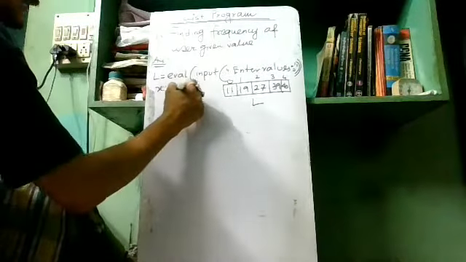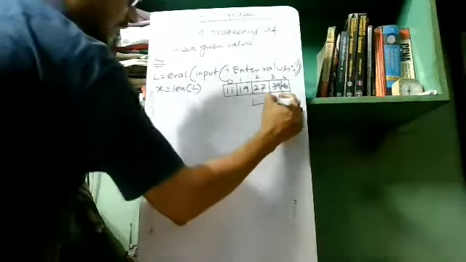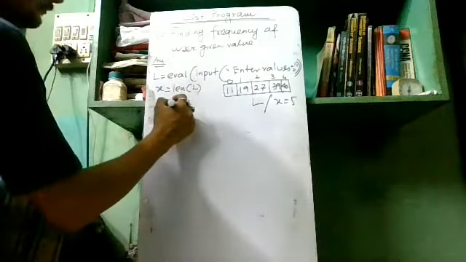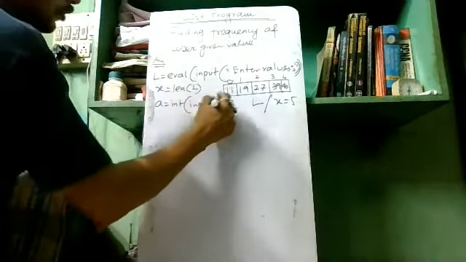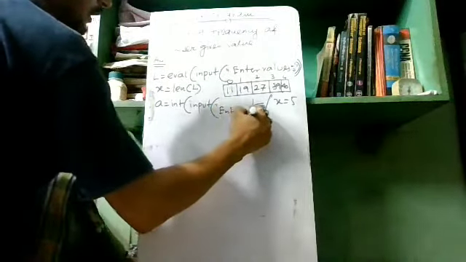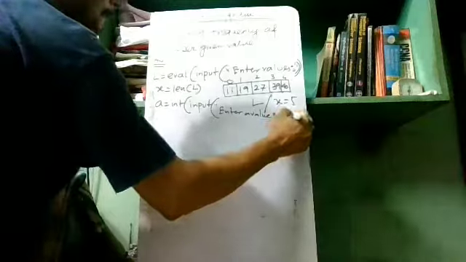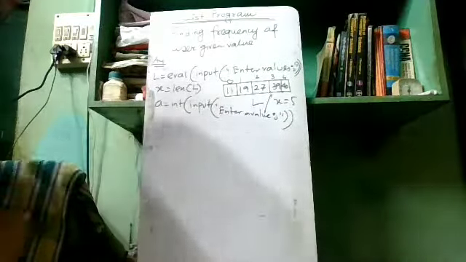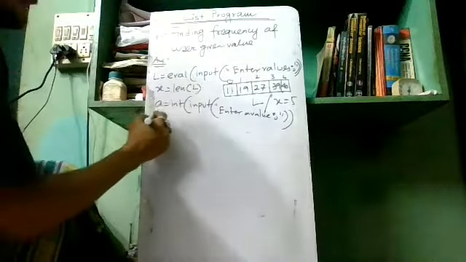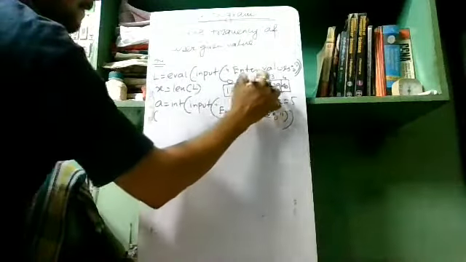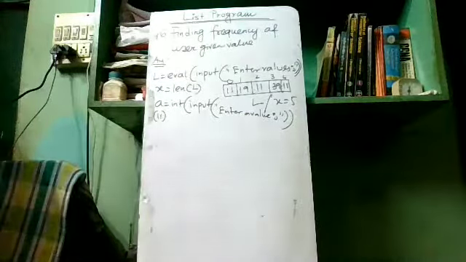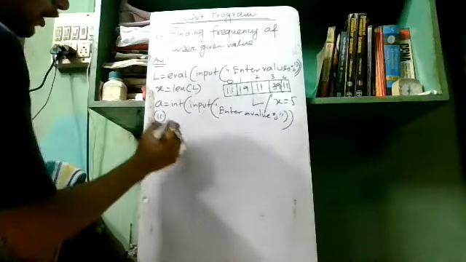We are taking the length of L into X. That means X will be 5. Now we are telling user to enter a value whose frequency we will find out. Suppose user has given 11. Remember this. Next code, we are writing a for loop.